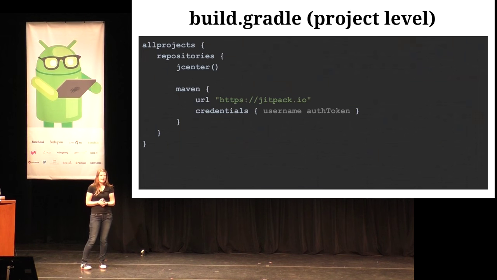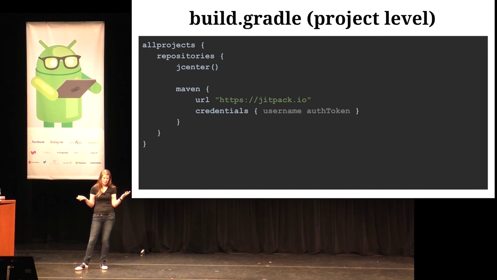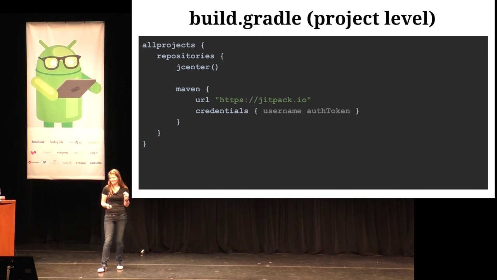So how do you set this up? At the build.gradle project level, you're just going to include the URL for jitpack.io as a Maven URL. Again, just a reminder that this example is using the public version, and it's relatively the same setup as a private version, except you have to pay for it.